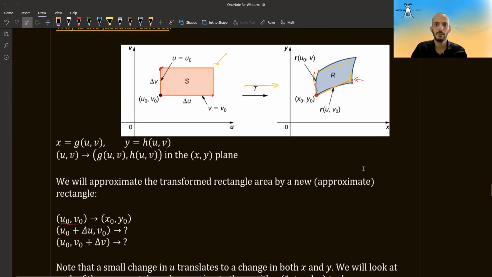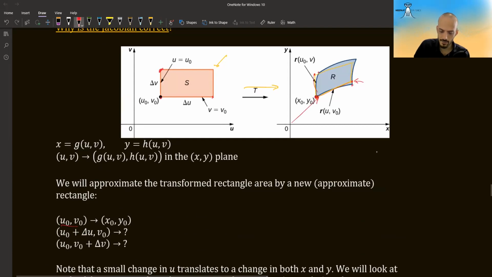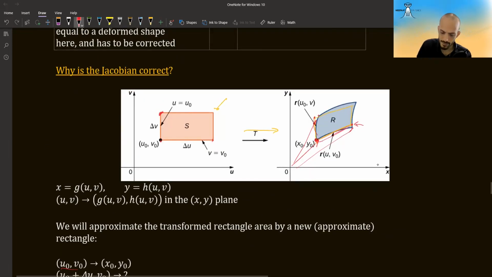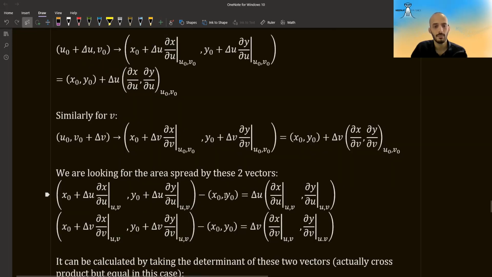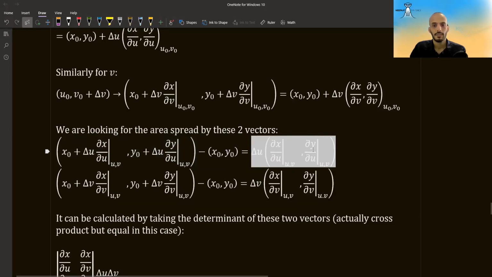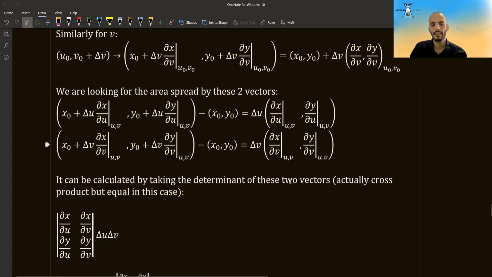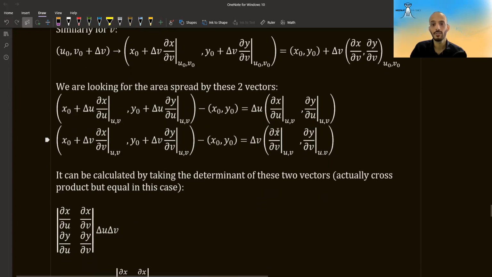So we now have the vector of this, we have the vector of this, we have the vector of this. We want to find this vector, and this vector. Then we just have to subtract them, and we will get the first vector and the second vector. Now we need to find the area of the parallelogram that is captured between these two vectors, and it is equal to the determinant of these two vectors.